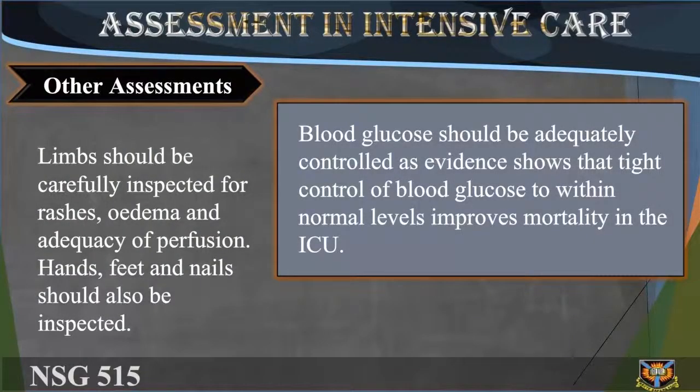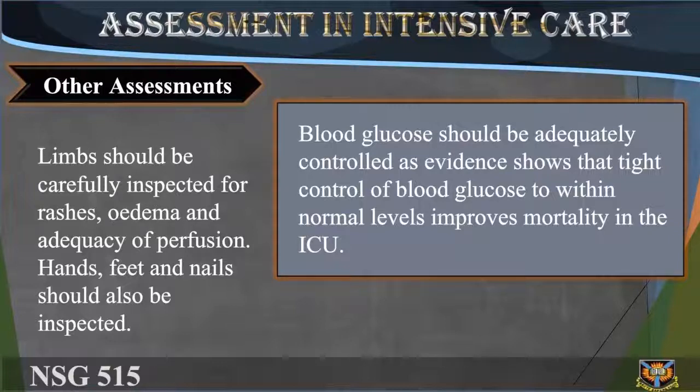Other assessments. Limbs should be carefully inspected for rashes, oedema, and adequacy of perfusion. Hands, feet, and nails should also be inspected. Blood glucose should be adequately controlled, as evidence shows that tight control of blood glucose to within normal level improves mortality in the ICU. Check for obvious oozing or bleeding. Note the results of coagulation tests, platelet counts, hemoglobin level, and white blood cell counts.